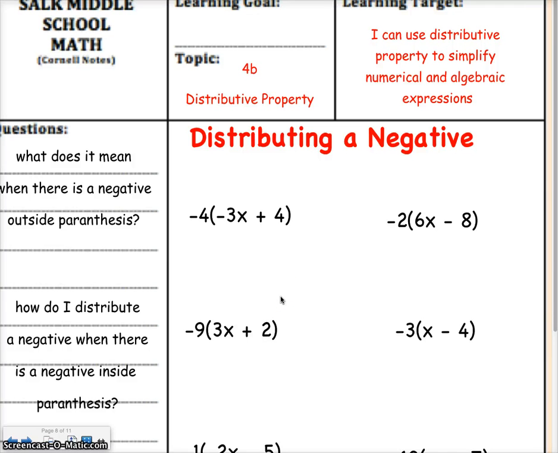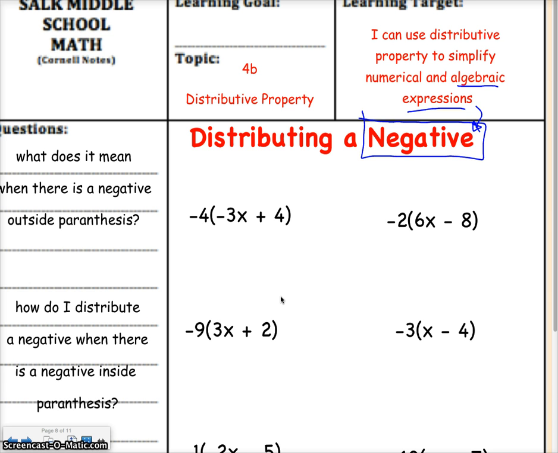Okay, today we're going to talk about the distributive property some more. We talked about it last week. Our main focus today, we're going to be distributing a negative. Your learning target: you can use the distributive property to simplify numerical and algebraic expressions. We're focusing on algebraic expressions today, again, with a negative.